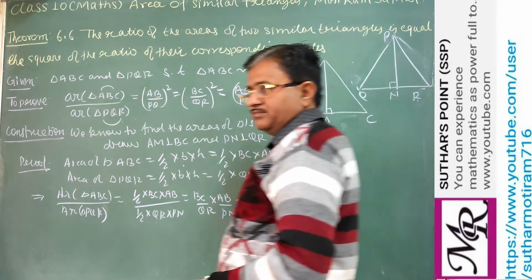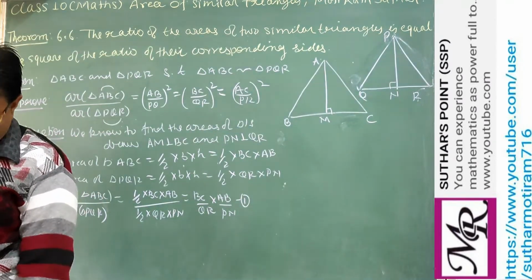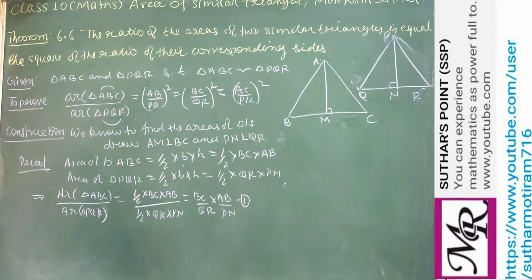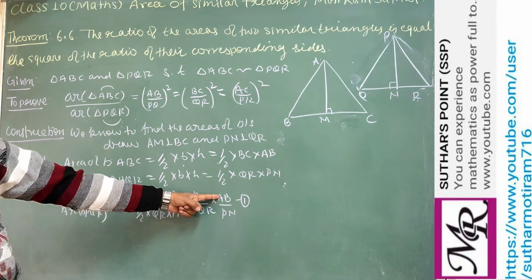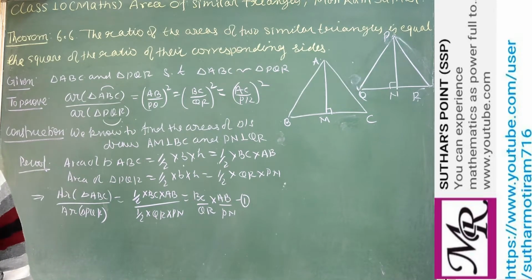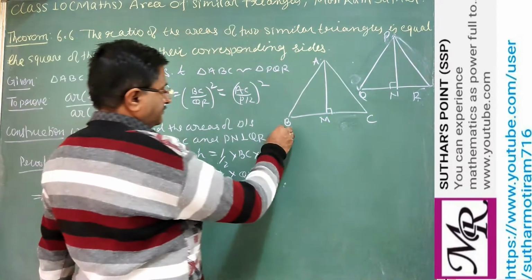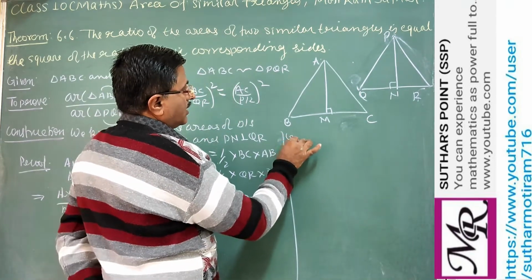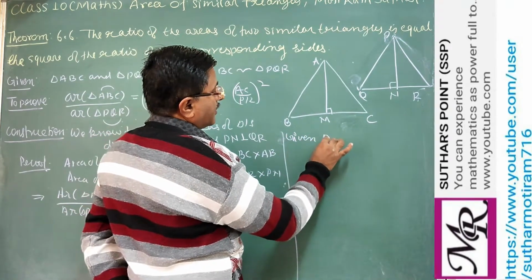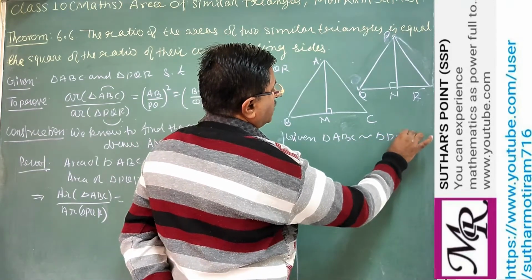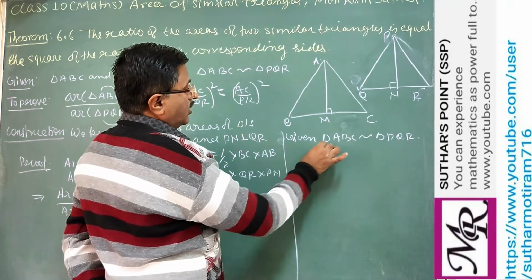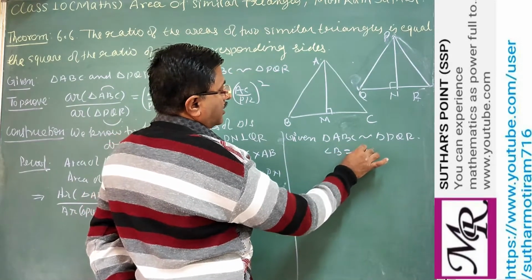So see here, we are finding the ratio of the areas of triangle ABC and triangle PQR, that is BC upon QR into AM upon PN. Now you can see, as we are given triangle ABC is similar to triangle PQR, so angle B equals angle Q.